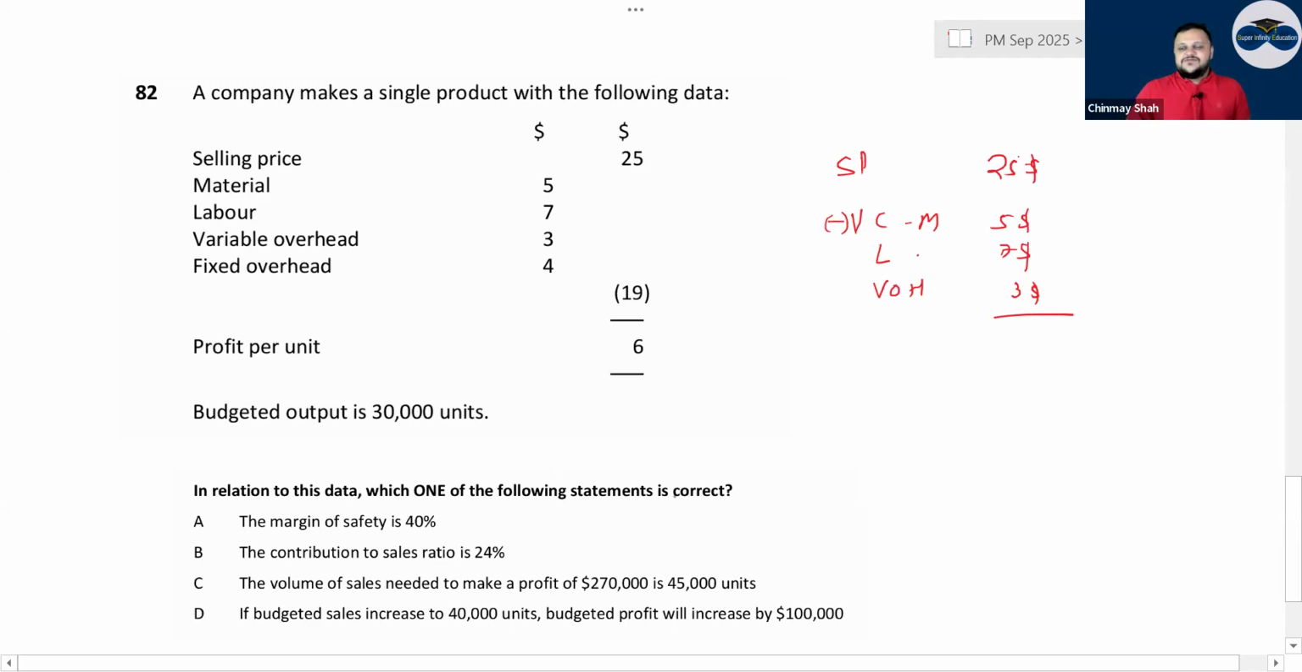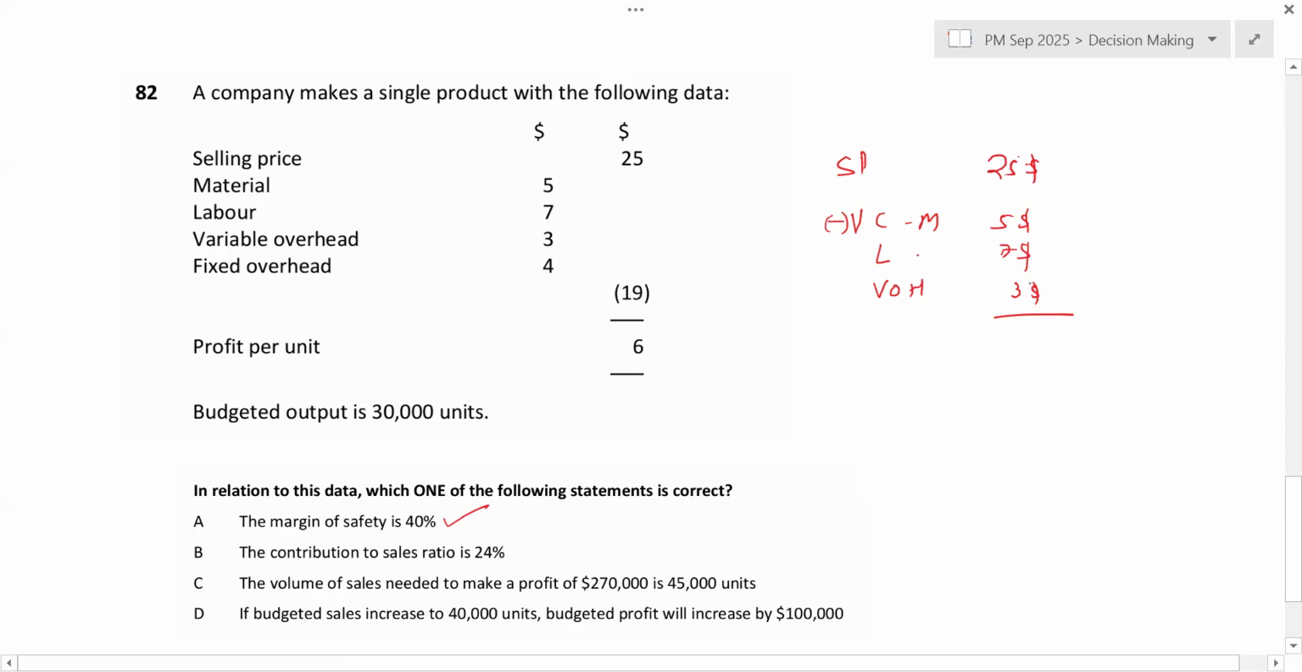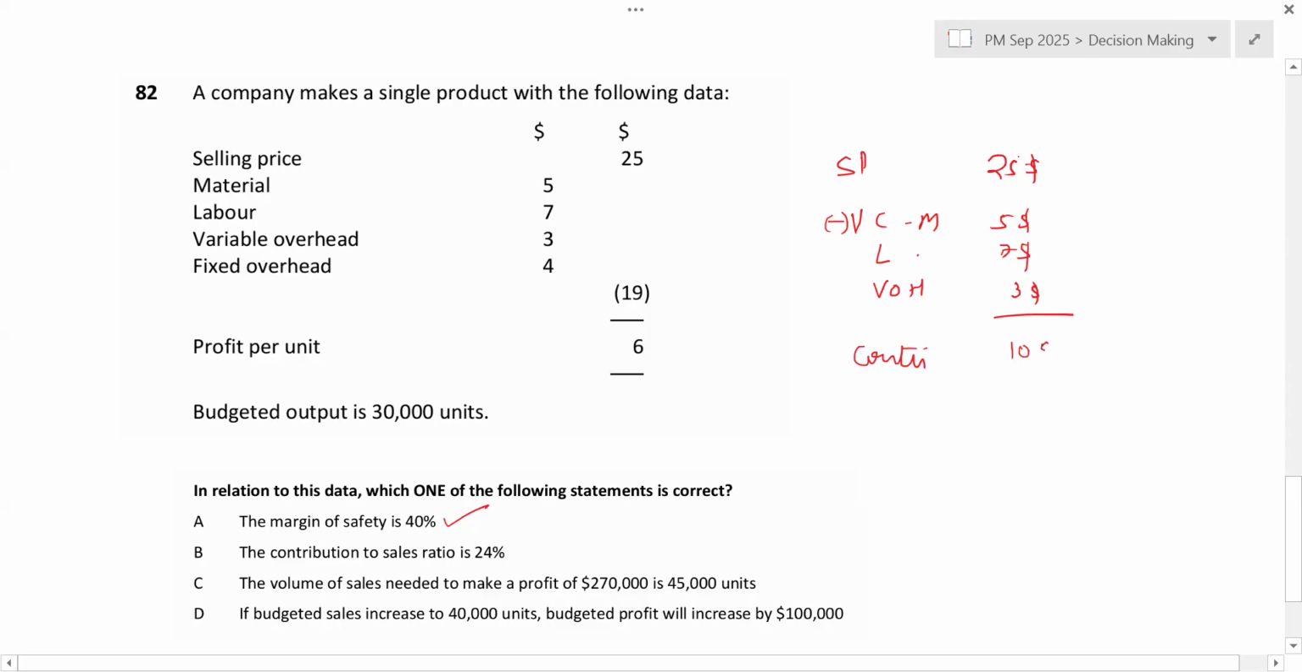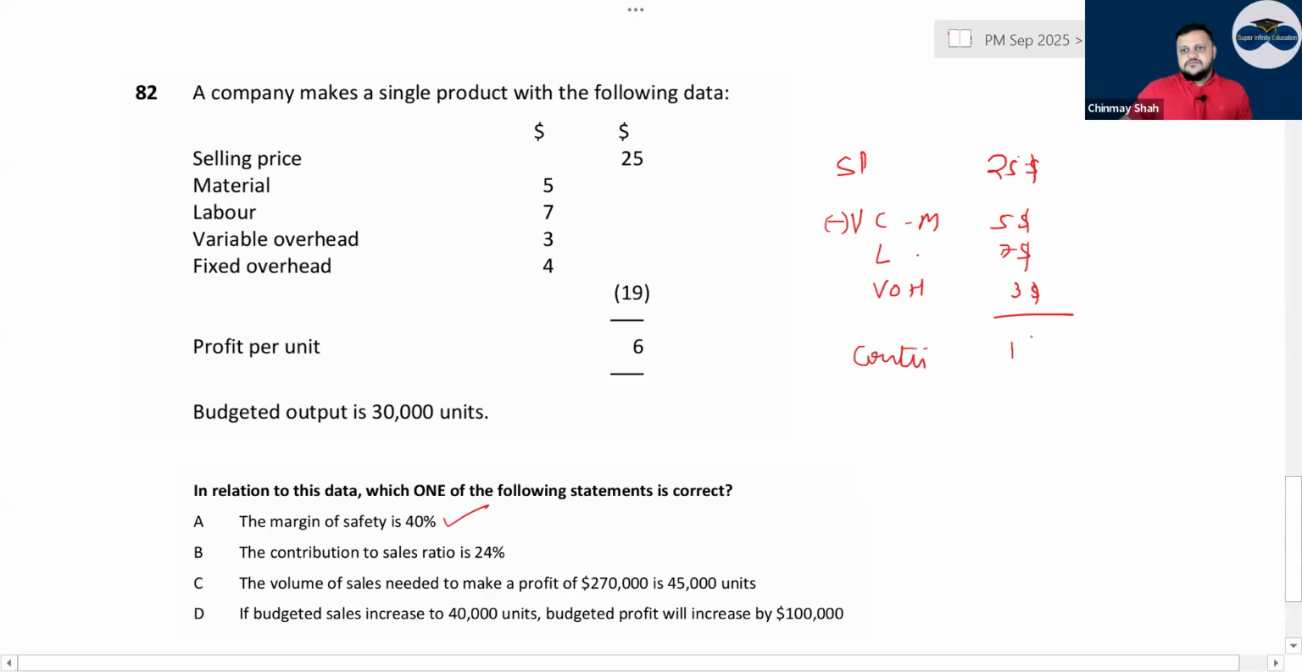What is it saying? Which of the following statements is correct? Right? Margin of safety is 40%. First calculate MOS. If you calculate BEP units, will you get MOS units? Tell me. Yes, sir. So 25 minus 15, how much is contribution? Tell me. Sir, 13? How many dollars contribution? $10. How can it be 13, madam?